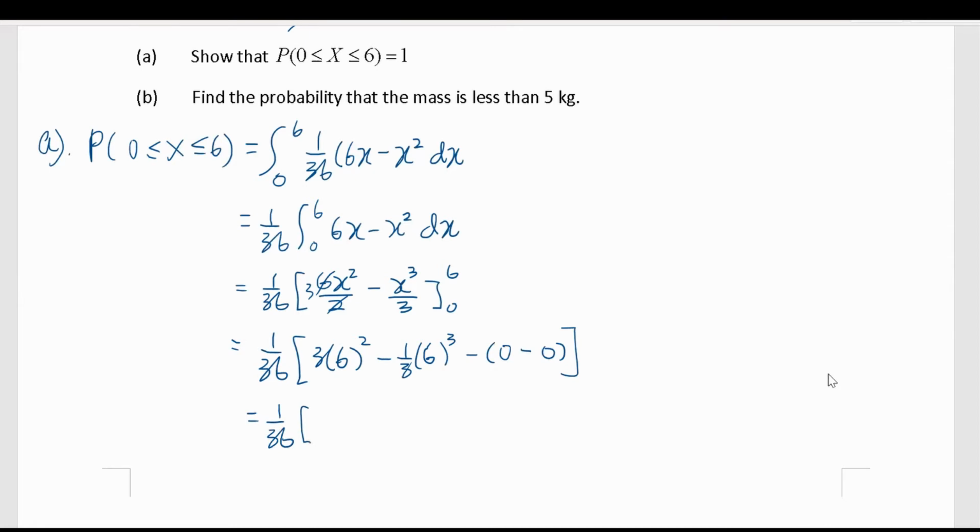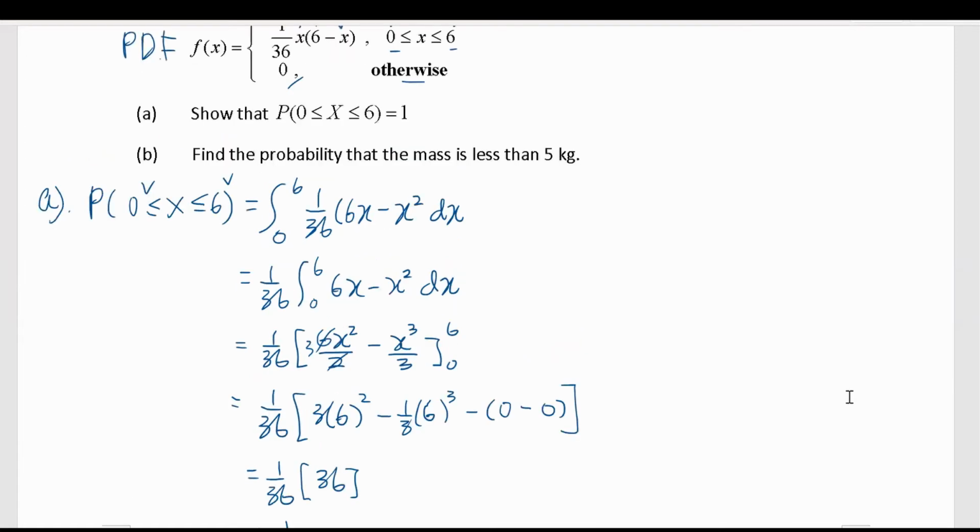All right, you can press the calculator and manage to get this. And yes, it is equal to 1, like I mentioned just now. So this is a valid PDF function within the interval 0 to 6. It will give you a total probability, which is the area under the graph, equal to 1.